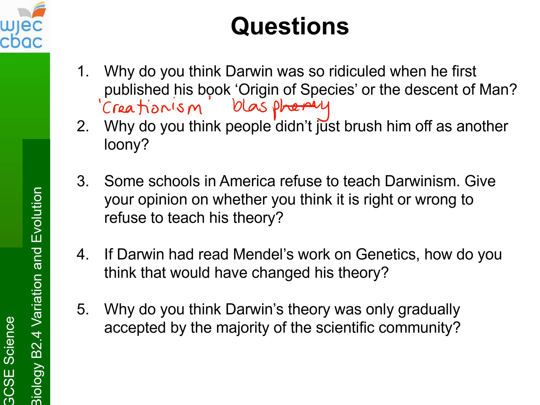Why did people not just brush him off as another loony? Well, he had collected enough evidence. So the evidence came from the fossil record, and this backed up his ideas. And other scientists could actually see what he was talking about made sense. Some schools, particularly in what we would call the Bible Belt area of America, refused to teach Darwinism. So give your opinion on whether you think it is right or wrong to refuse to teach his theory, okay?